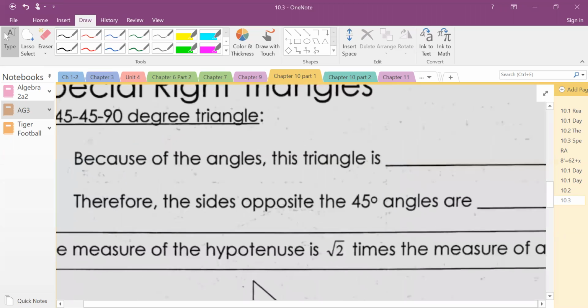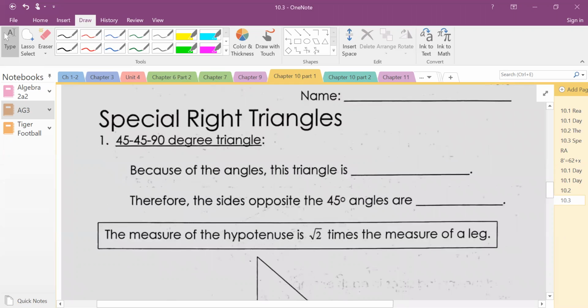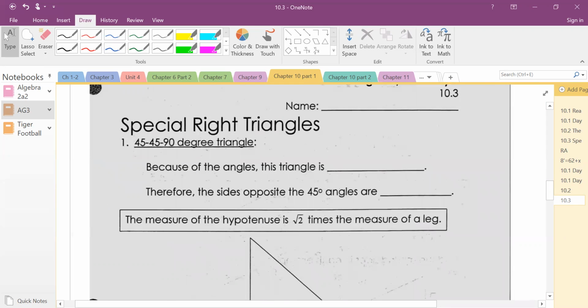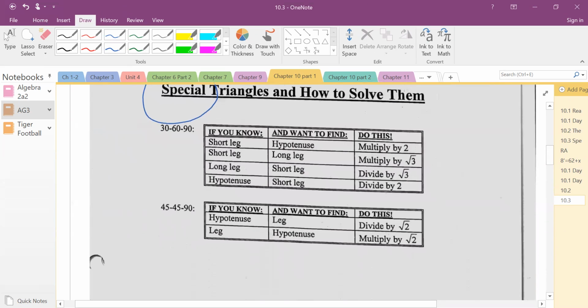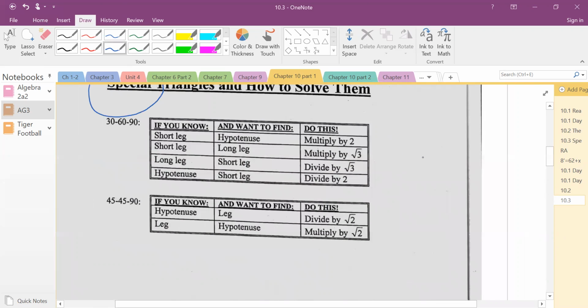All right, so the 45, 45, 90-degree triangle is the first type of special right triangle. These triangles have special properties. Here are the special properties. This is what we're going to be using to solve. Now, are we going to memorize these? Absolutely not. You're going to write them down on your cheat sheet. You're going to have them available for your test, and we're going to use these.